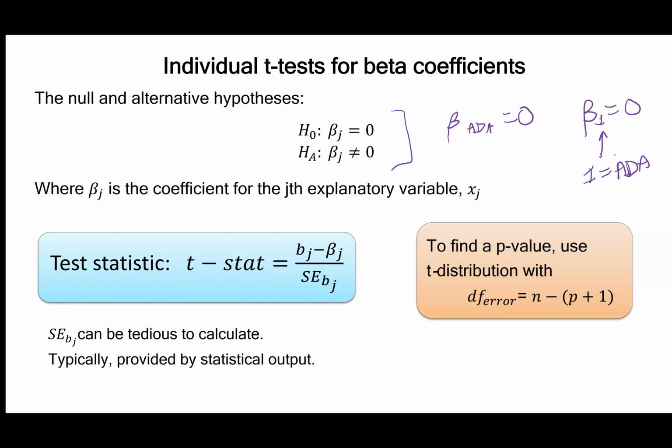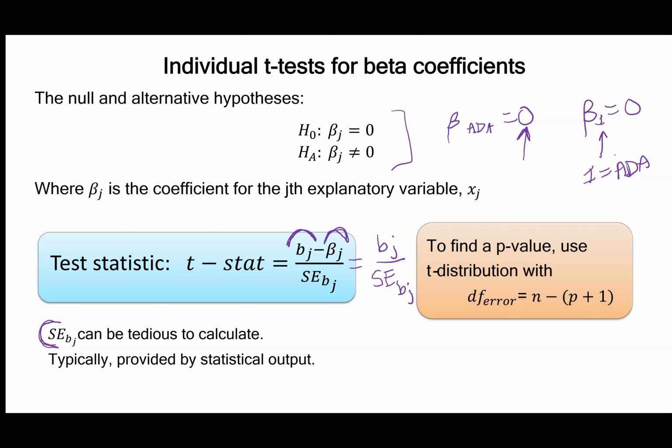We will calculate a t-statistic. It will be pretty much the same as it was before. It'll be the estimate from the table, minus the null value, which is 0. So it ends up being b_j over the standard error for b_j. Note that the standard error for any given b can be really tedious to calculate. It's not something we expect you to do by hand. It is something that you can pull from a software output table that we will give you. We will not expect you to calculate this from scratch.